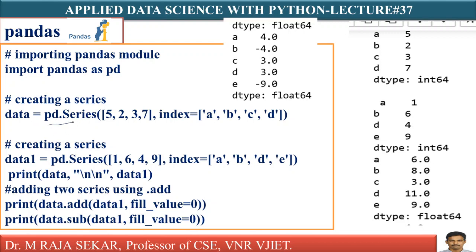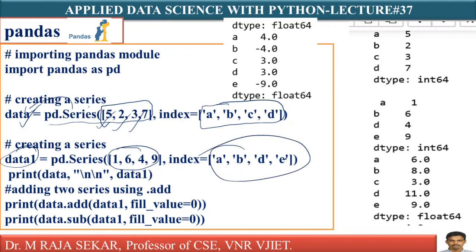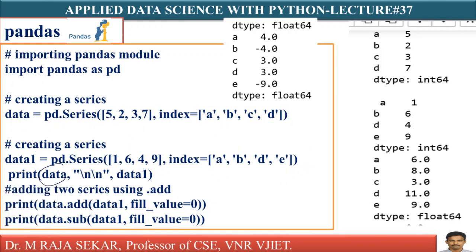Just see pd.Series 5237. These are the values of my series and indices are A, B, C, D. Internally, this series method will return a series data structure which will get stored in data. I am creating one more series data structure, data1, whose values are 1649 and whose indices are A, B, C, D, E. Now, let me print these two series data structures.